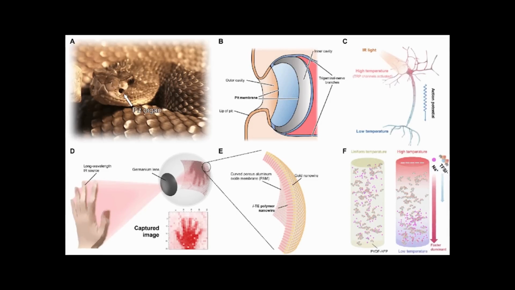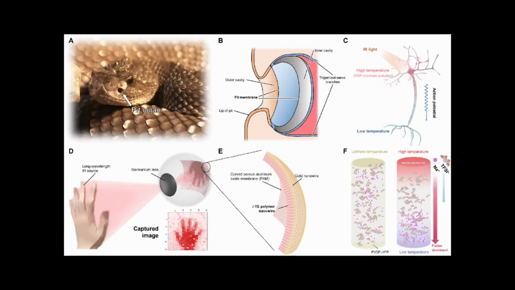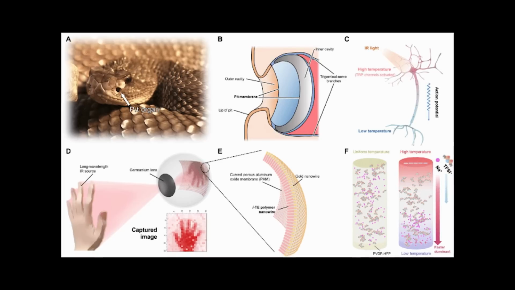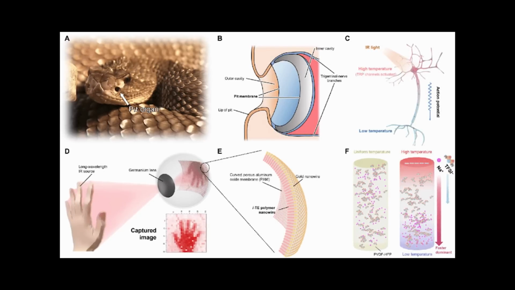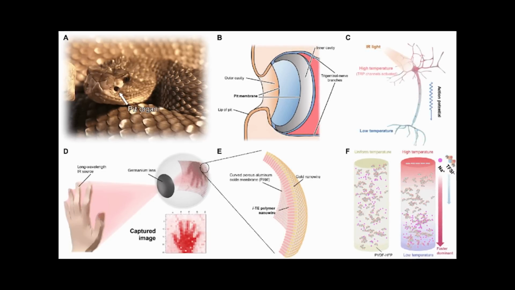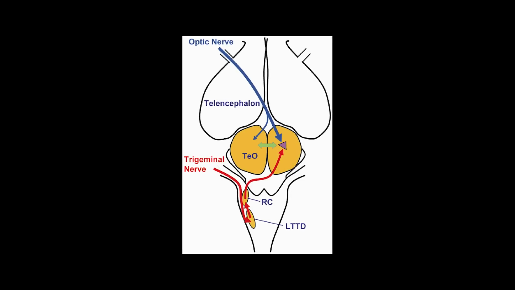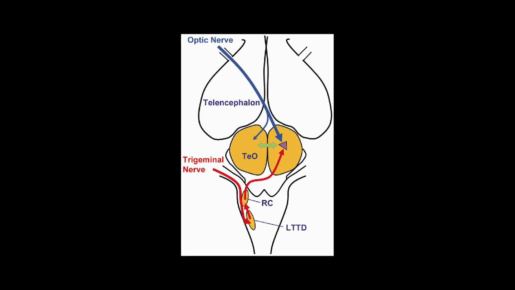The cells in the pit organ membrane can function like pyroelectric materials, which are substances that can generate electricity when heated or cooled, converting heat into electrical signals. The electrical signals are transmitted to the brain via the trigeminal nerve and processed in the optic tectum, a part of the brain responsible for integrating visual and infrared information in snakes. This allows the snake to combine their camera eye vision with their infrared senses, essentially overlaying their vision with a heat map.